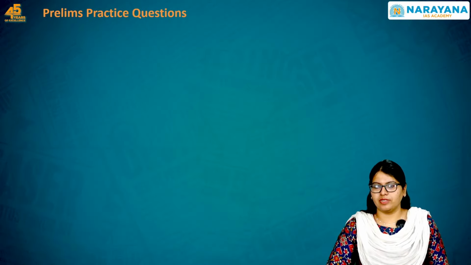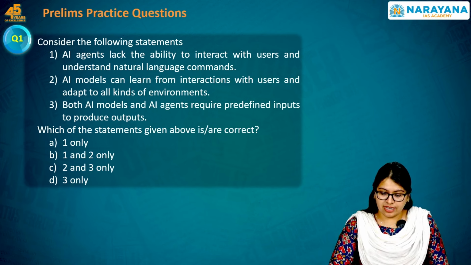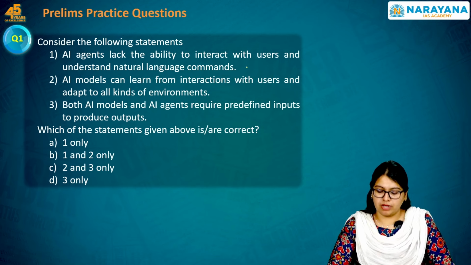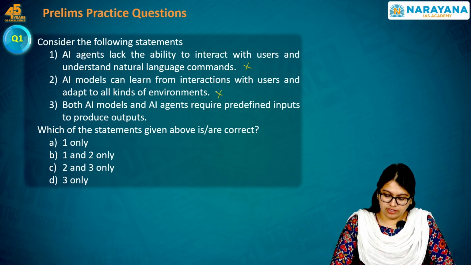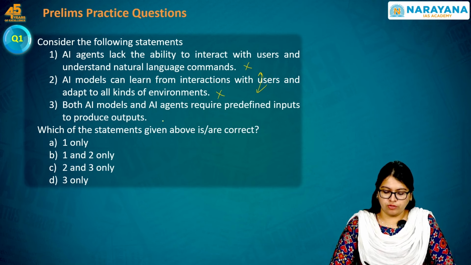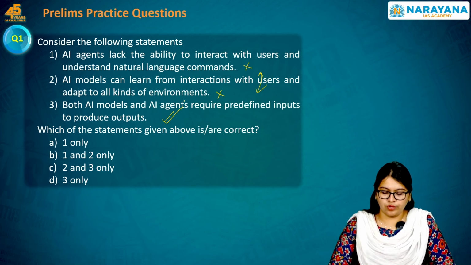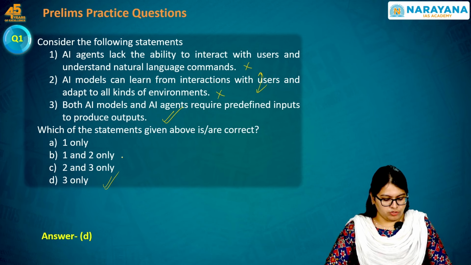etc. Let's solve a few prelims as well as mains practice questions. The first question reads, consider the following statements. AI agents lack the ability to interact with the users and understand natural language commands. This is wrong. AI models can learn from interactions with users and adapt to all kinds of environments. This is also wrong because it is actually interchanged. Both AI models and agents require predefined inputs to produce the outputs. This is actually correct. So only statement 3 is correct, and the answer will be option D.